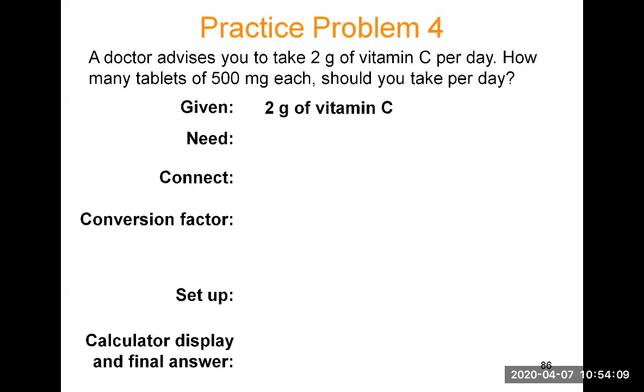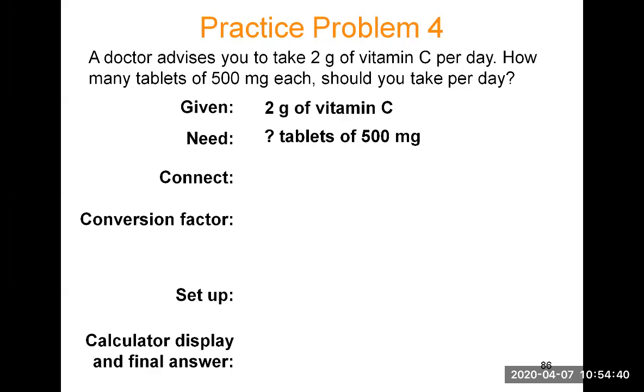So next, what do we need? What is the question asking? Well, it's asking for how many tablets. So it's really tablets that you're looking for, tablets of 500 milligrams each. So to connect here, because we start with grams of vitamin C, and the tablets are made of 500 milligrams, you will want first to change the grams into milligrams.